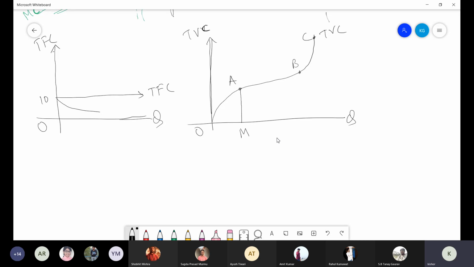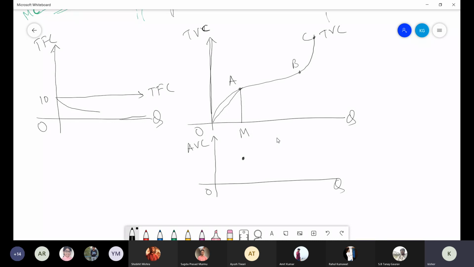What is AVC at A? AM divided by OM. AM divided by OM means what? Slope of the line OA. So if you plot this AVC value here, suppose this is AVC. At point A, AVC is the slope of the line OA. You will get some value. Suppose hypothetically I assume that you are getting it here.